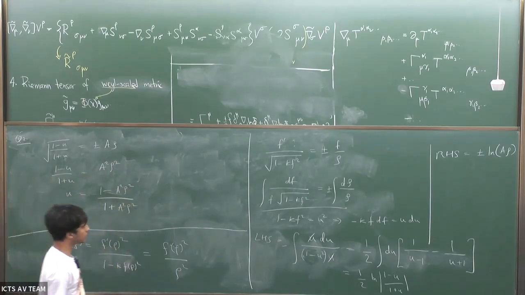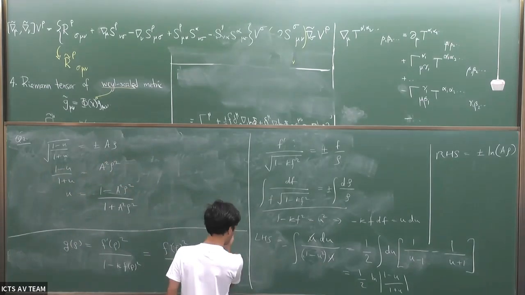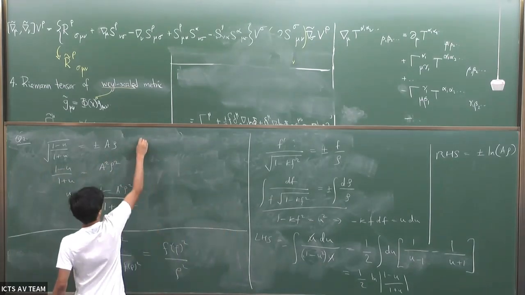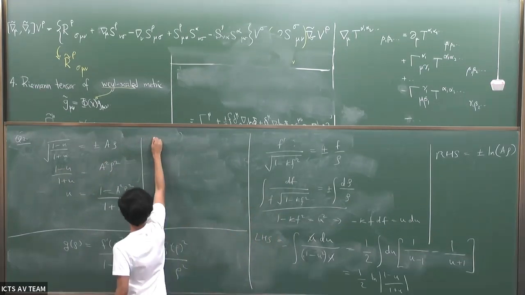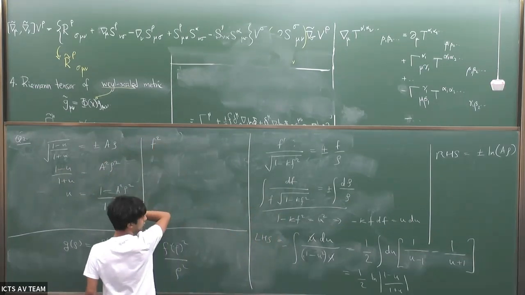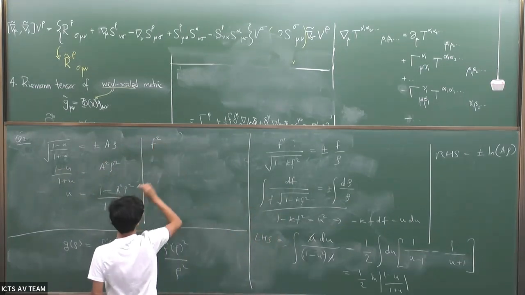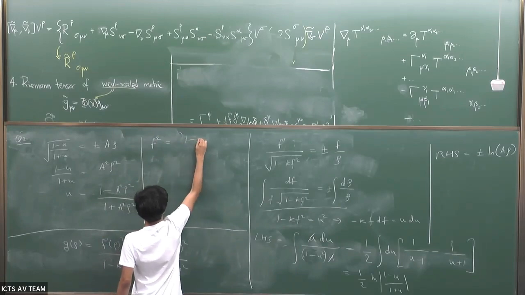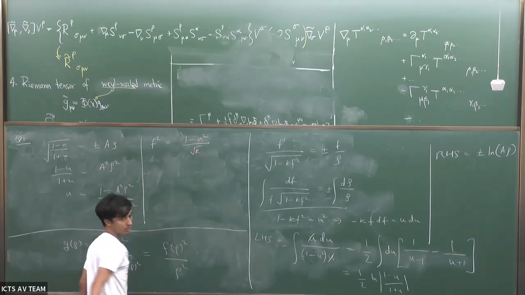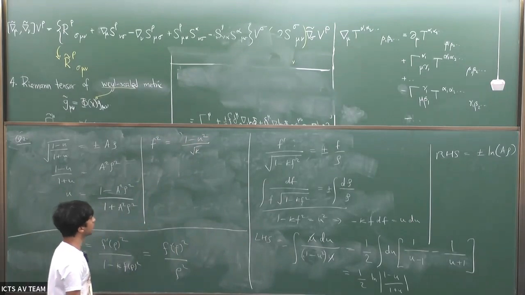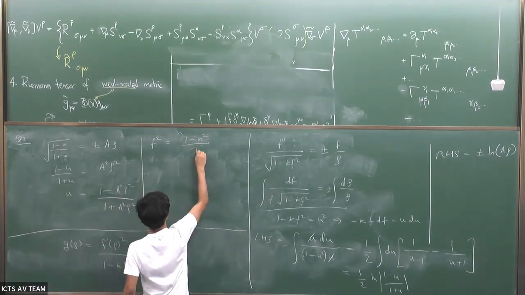U was what? Yeah. What is f² here then? f² is (1 − u²) over k.